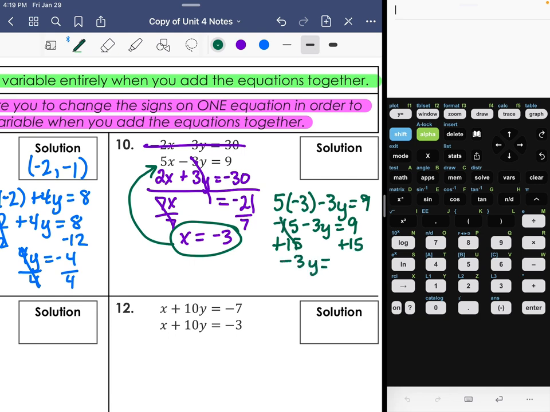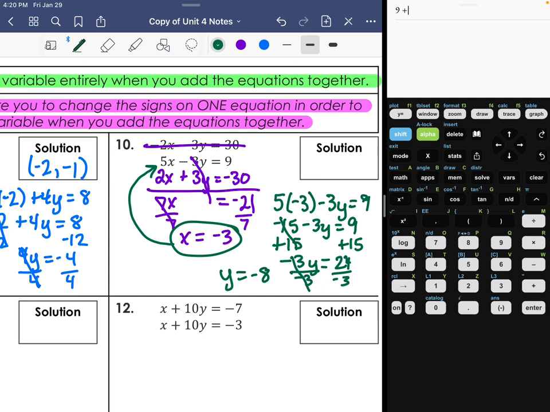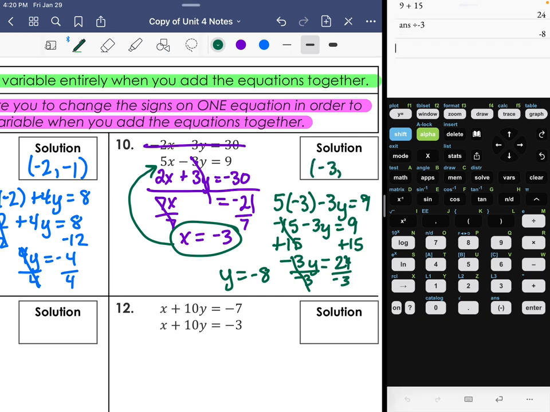9 plus 15 is 21. I had to think about that. No, 24. And then when I divide by negative 3, y equals negative 8. So let's just double check that. 9 plus 15, 24, divided by negative 3 is negative 8. So then my answer is negative 3, negative 8. So that's where they cross each other.